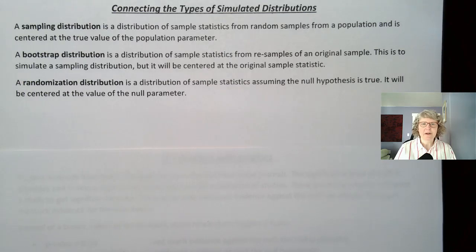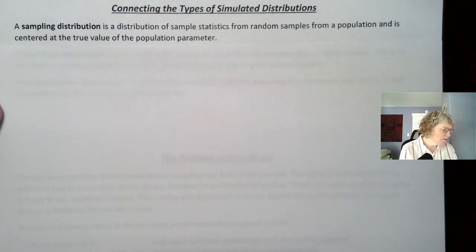Hi there. In this video, I want to do a couple things. The first is connecting the types of simulated distributions that we've looked at. They all look very similar in the end. They look like a normal shape, but I want to just reiterate the difference, go over the difference between the three. So the first one we looked at is called a sampling distribution.